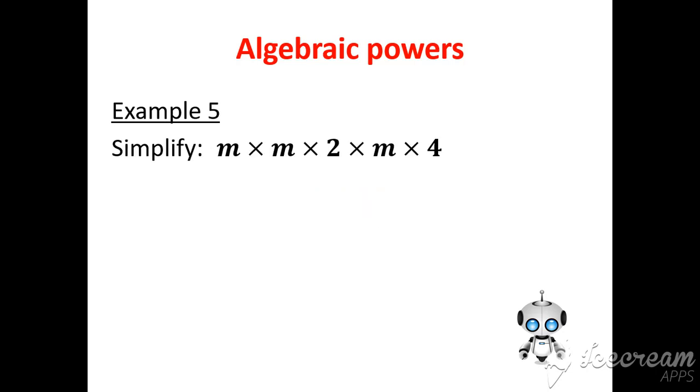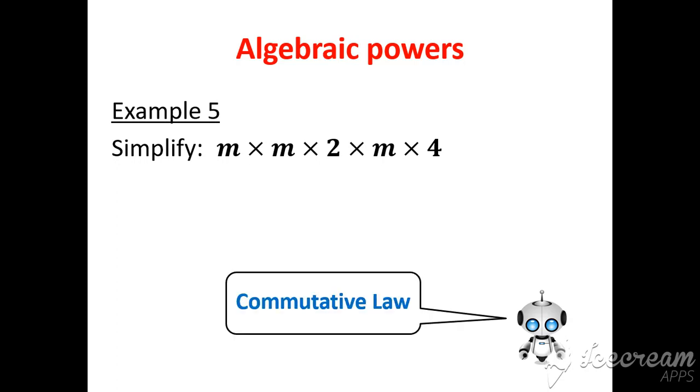Right, a little bit trickier now. Example 5. How would I simplify m times 2 times m times 4? Now we're going to use this commutative law, which is a little flash rule we use in mathematics, which not many people learn the name, but they know what it means. Basically, when you times things, it doesn't matter what order you times things. So m times 2 times m times 4 is the same as 2 times 4 times m times m times m. We can mix it up, doesn't matter.